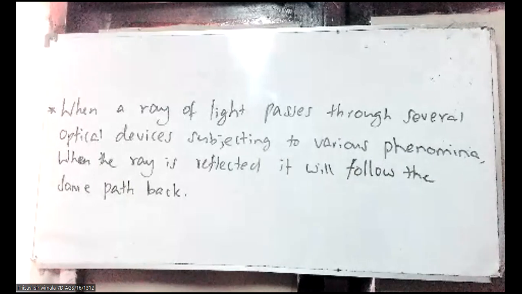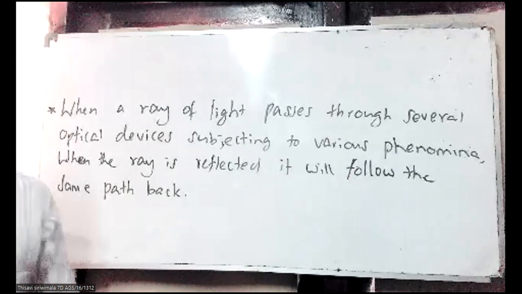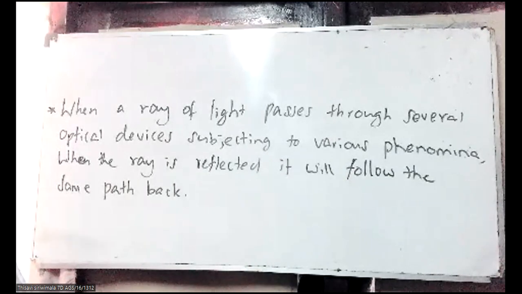When a ray of light passes through several optical devices subjected to various phenomena, when the ray is reflected, it will follow the same path back. The principle of reversibility of light.